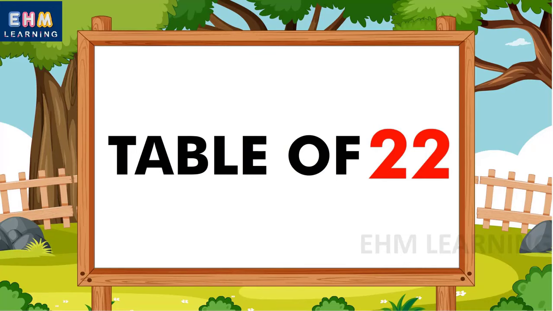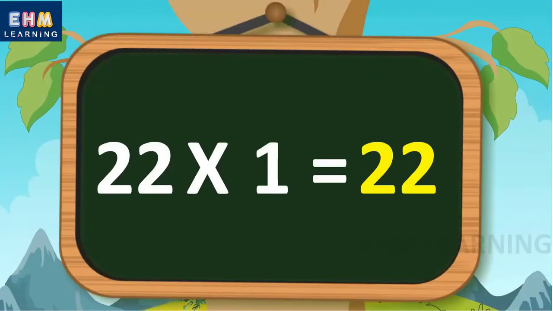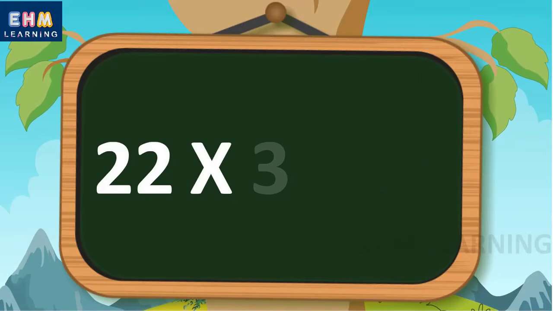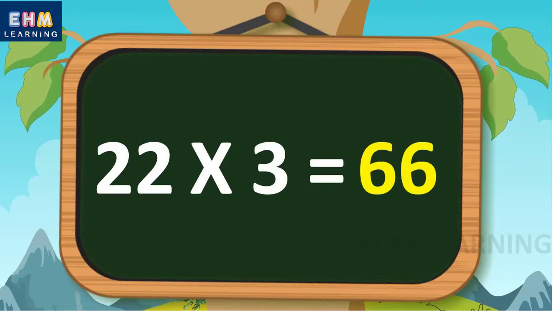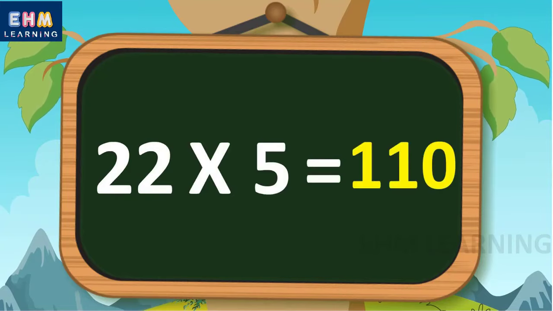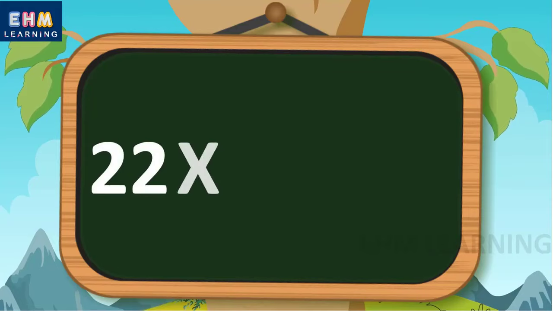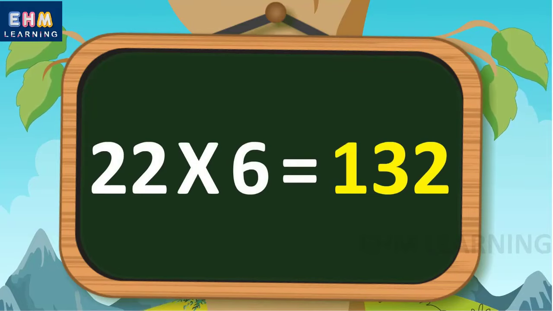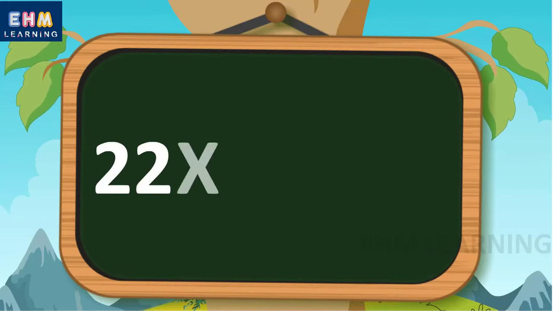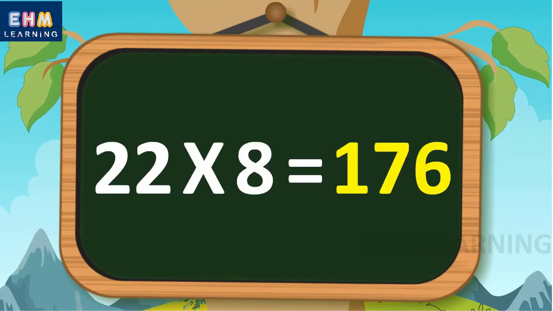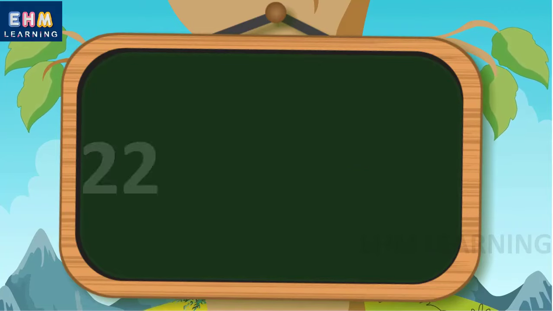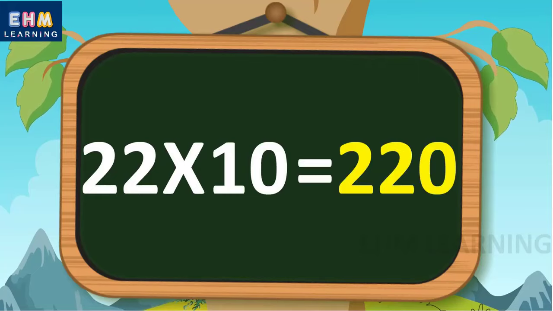Table of 22. 22 ones are 22. 22 twos are 44. 22 threes are 66. 22 fours are 88. 22 fives are 110. 22 sixes are 132. 22 sevens are 154. 22 eights are 176. 22 nines are 198. 22 tens are 220.